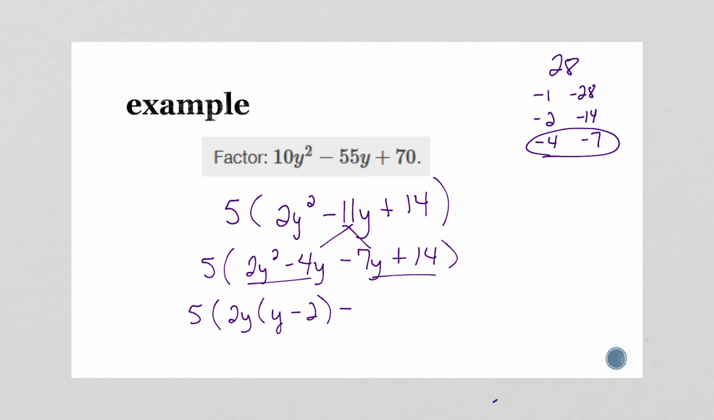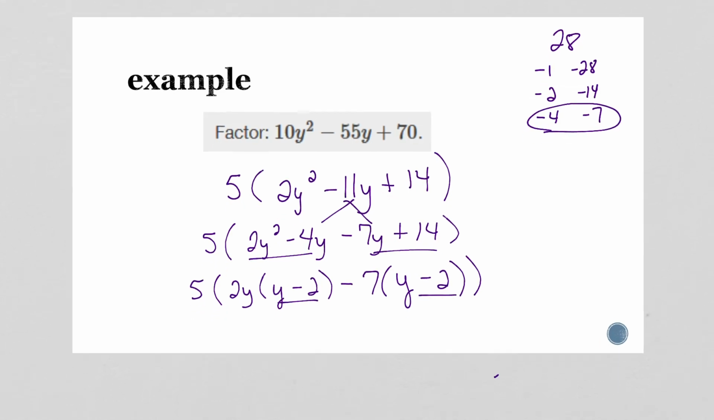What do these two terms have in common? They've got a 7 in common. And what times negative 7 would give me a negative 7y? Y. And what times a negative 7 would give me a plus or a positive 14? Minus 2. All right. Luckily, this matches this, so we can factor that out.